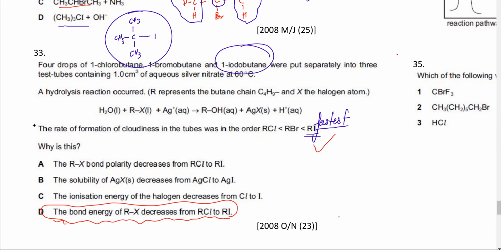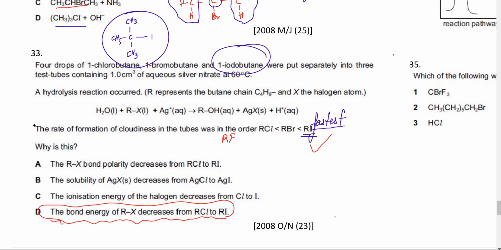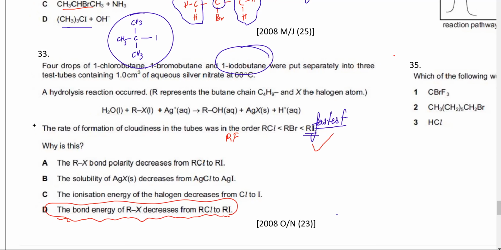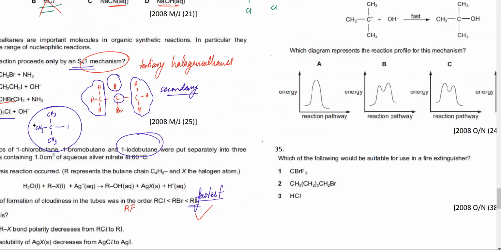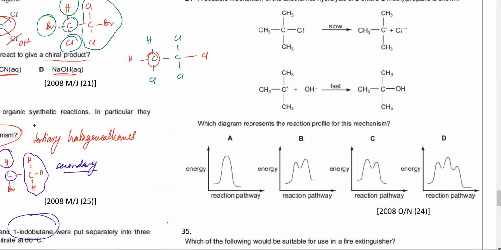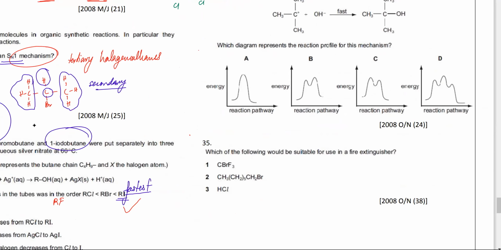और वो जो फ्लोरीन वाला है ना, अगर फ्लोरीन होता है ना, that would have been the least reactive, क्योंकि फ्लोरीन का बॉन्ड इतना स्ट्रॉन्ग है. So it would be very hard to break the fluorine bond. ठीक है, मेरा क्लियर है? जी.